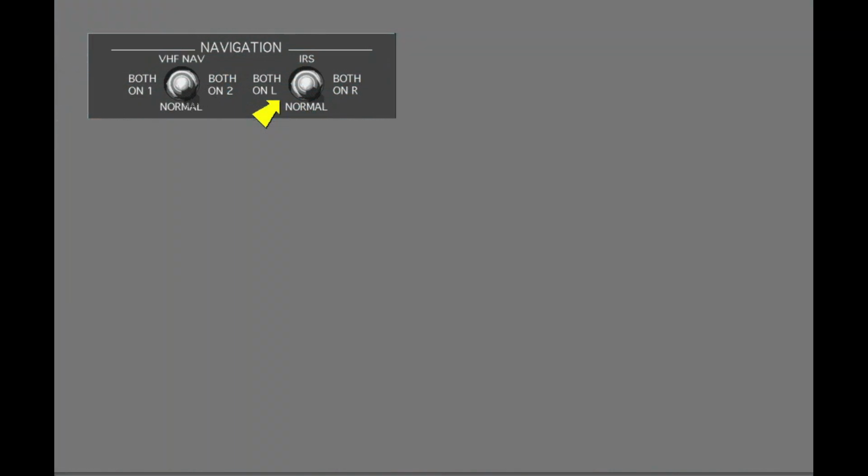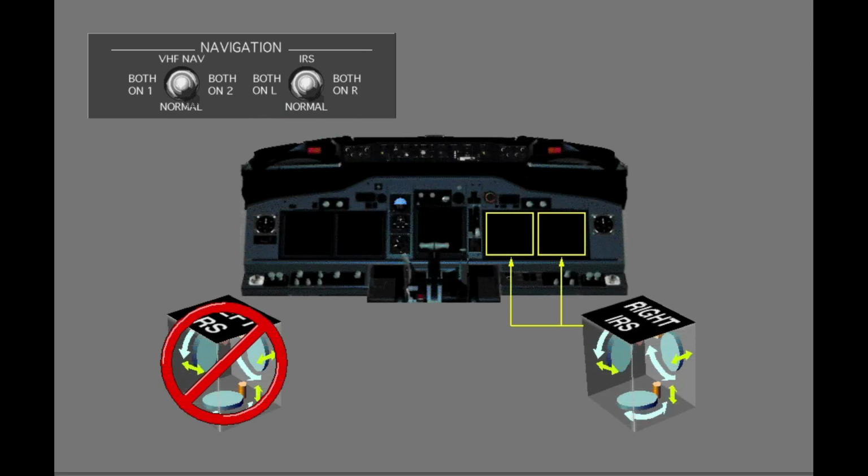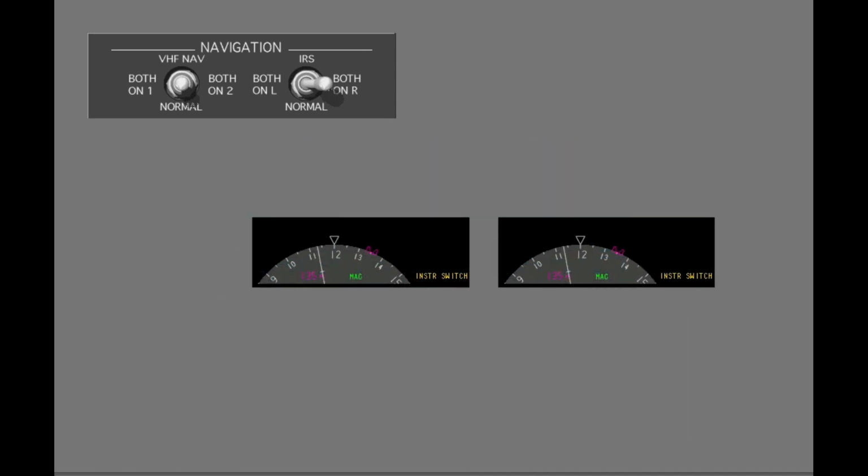The IRS transfer switch is on the overhead panel. You can use the switch to select the IRS source for the displays. The left IRS has failed, and there is no IRS data for the captain's displays. Move the IRS transfer switch to both on right. The right IRS now supplies data to the captain's and first officer's displays. The instrument switch flags come into view to tell that one IRS supplies data to all of the displays.